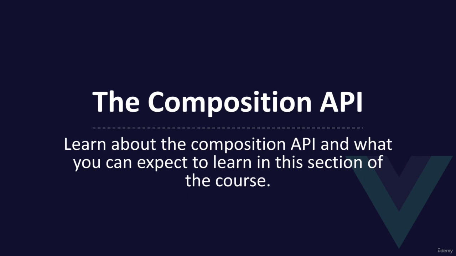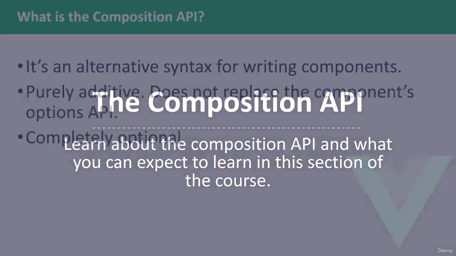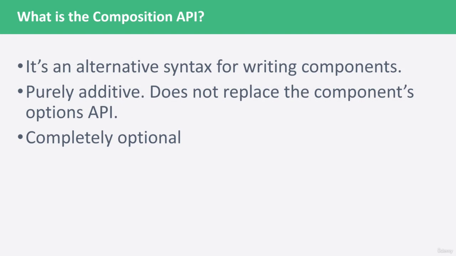At this point, you should be more than comfortable with writing a Vue application. It's time to learn what this API is and why you would want to use it. So what is the Composition API? The Composition API is an alternative syntax for writing components. It's purely additive. You don't have to use it. You can continue creating components with the syntax you're already familiar with.